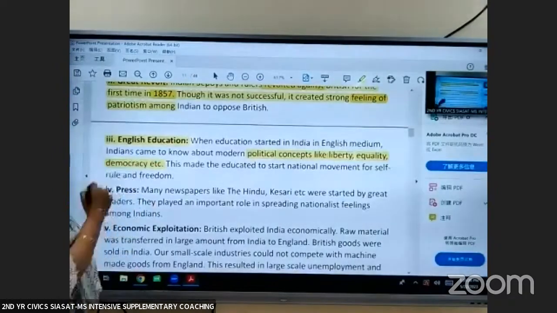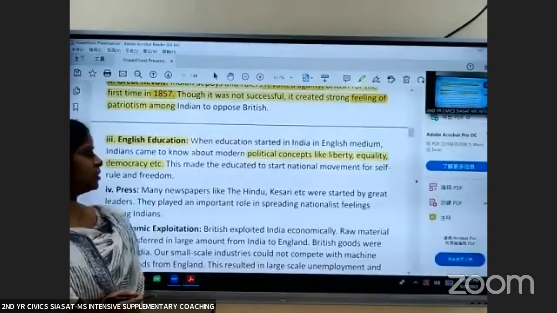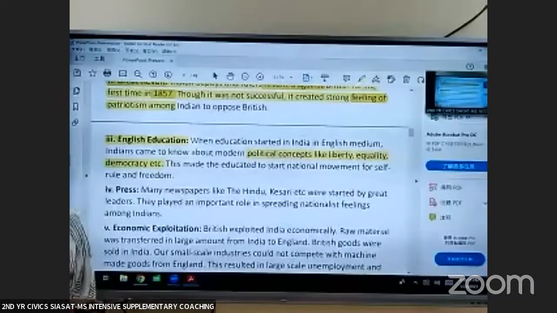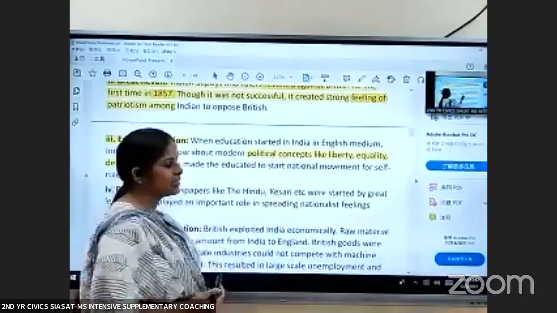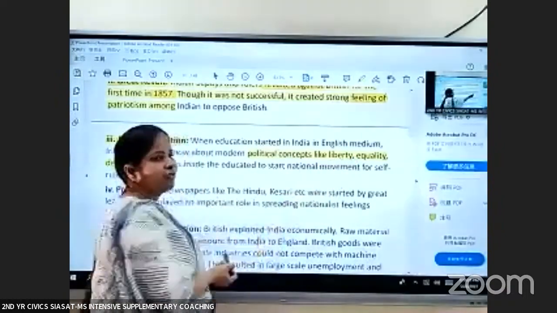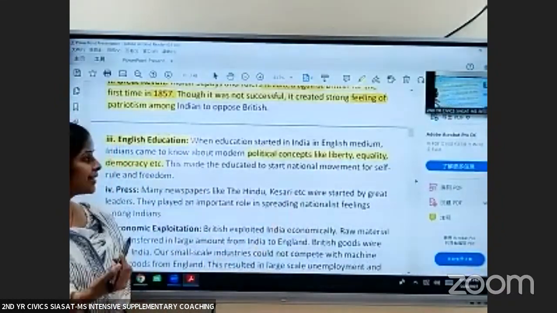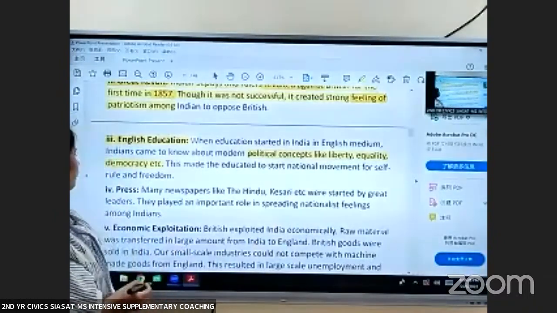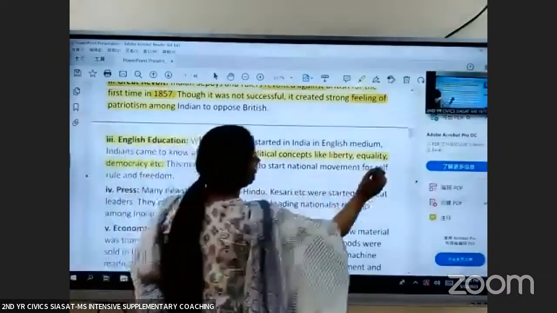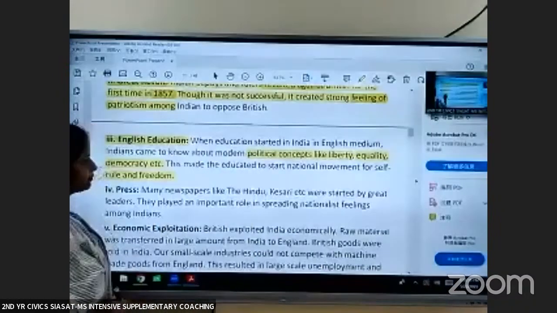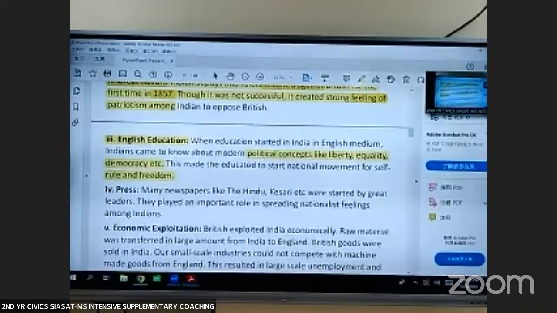So after the introduction of English medium schools and colleges, the Indians who went to these schools and colleges came to know about these political concepts, and they realized that there is no liberty, equality, or democracy in India. And these educated Indians started demanding self-rule and freedom.